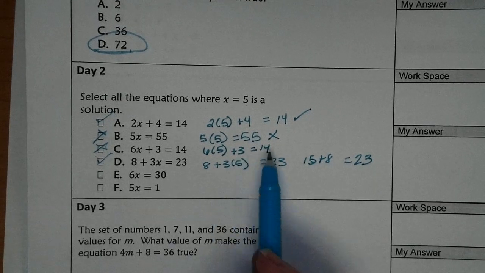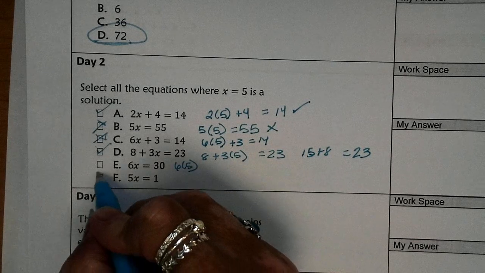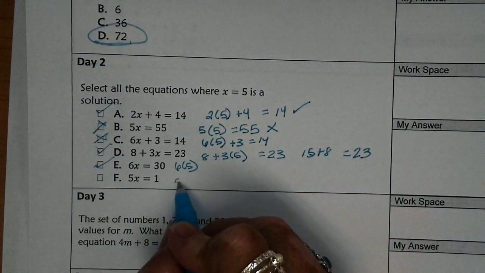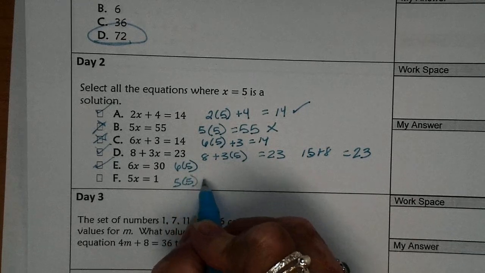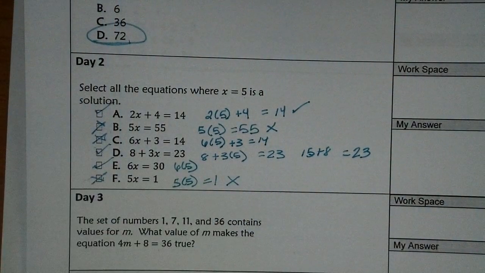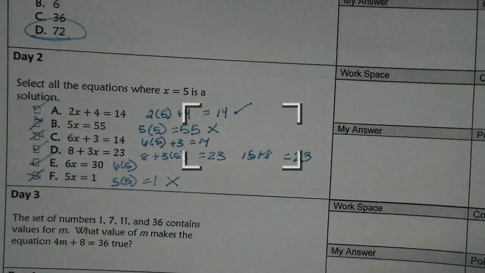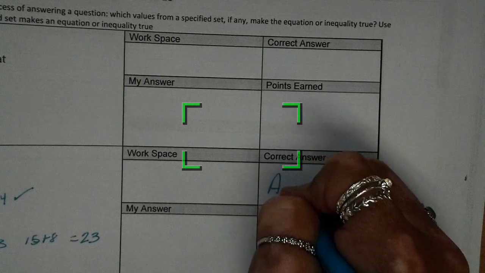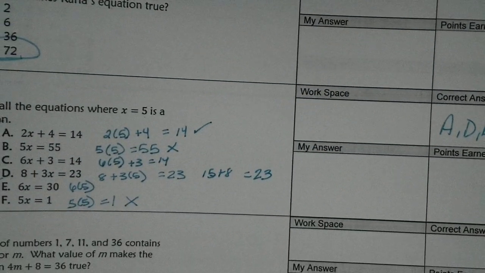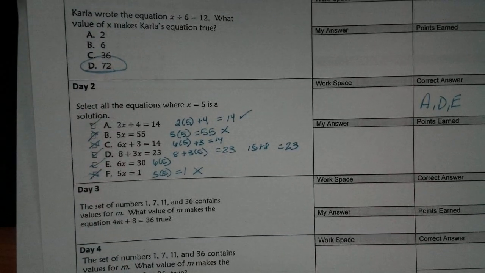And then if I substitute in 5, does 6 times 5 give me 30? Yes. And then if I substitute in 5 again, does it give me 1? No. 5 times 5 is 25. All right, so your answer should be A, D, and E. Okay, so that is what you have. Let me zoom out so if you need to copy it, you can get it down.